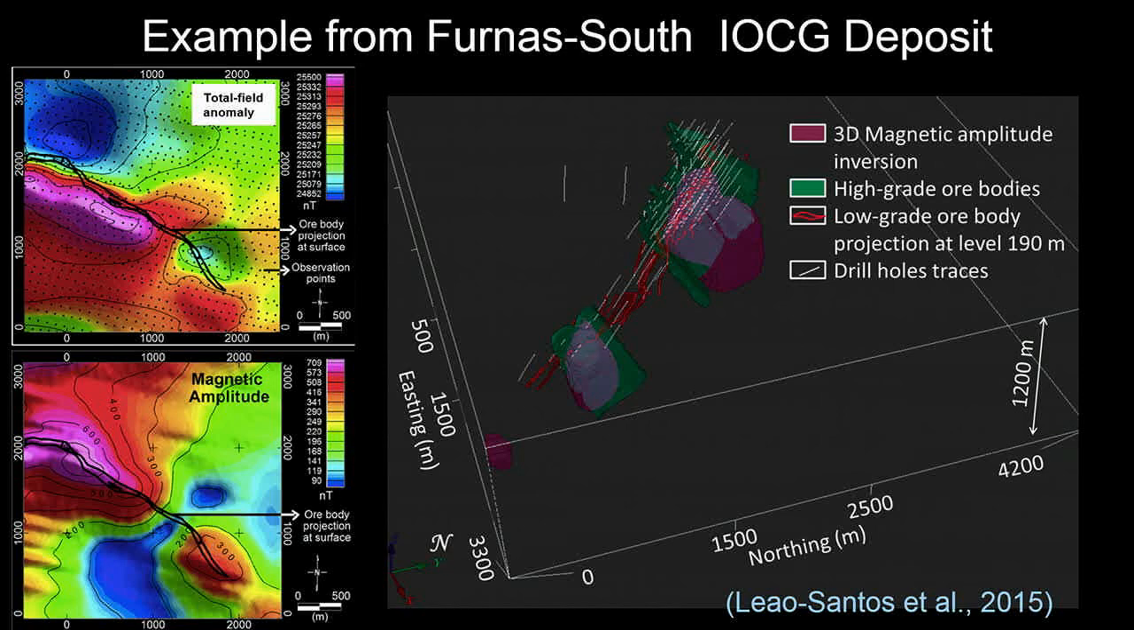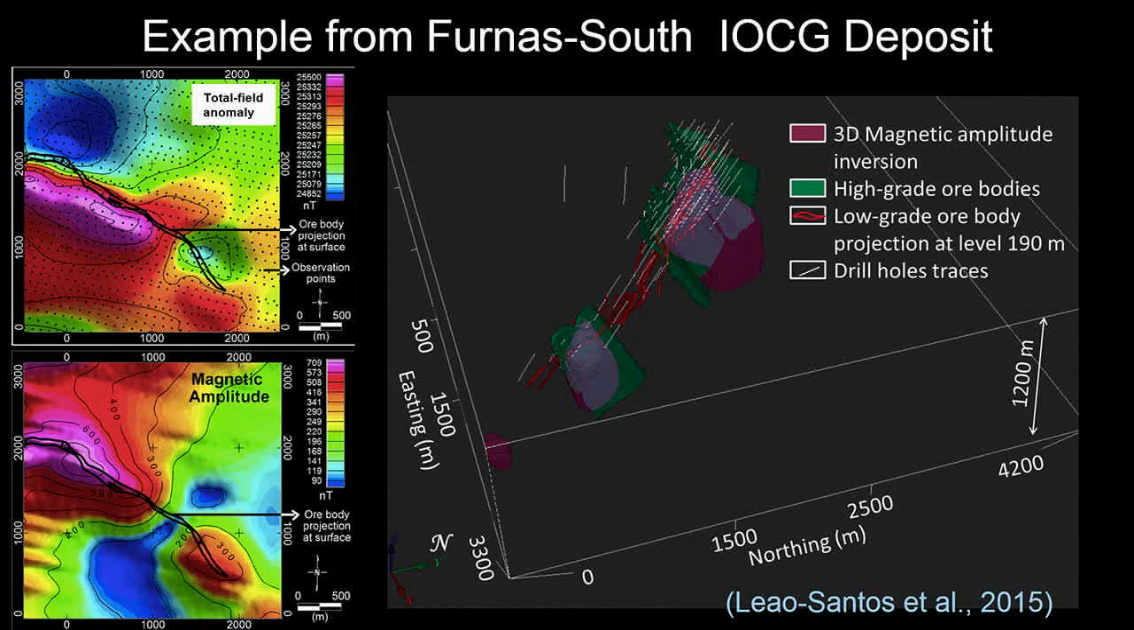The image on the top left is the total field anomaly. Note here the inducing field has an inclination of roughly -5 degrees, and yet the anomaly looks like it's an induced anomaly from Colorado or Ontario. So clearly it has strong remanent magnetization. But if you transform that data into amplitude data, that's the image shown at the bottom. Notice the peak of the amplitude data lines up with the dark line. That is the surface projection of the deposit, the source of the anomaly.